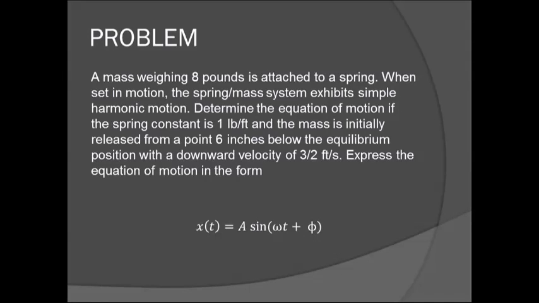The third problem states that a mass weighing 8 pounds is attached to a spring. When set in motion, the spring-mass system exhibits simple harmonic motion. Determine the equation of motion if the spring constant is 1 pound per foot and the mass is initially released from a point 6 inches below the equilibrium position with a downward velocity of 3/2 foot per second. Express the equation of motion in the form x(t) = A sin(ωt + φ).